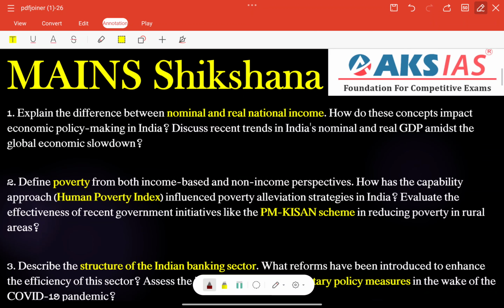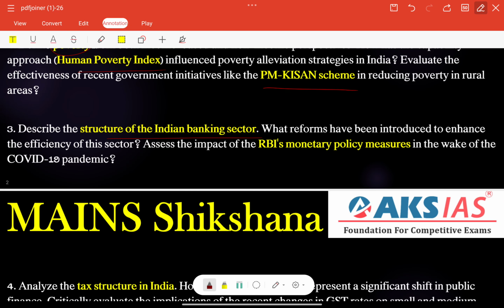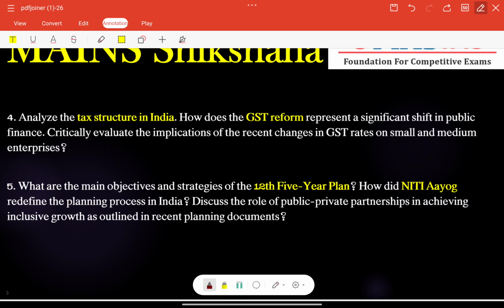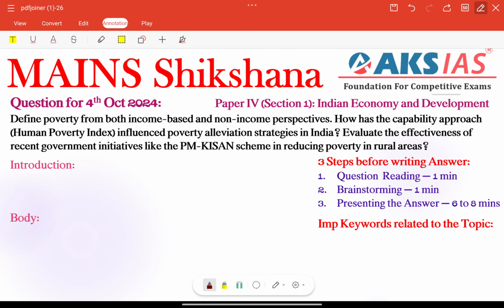So today's main Shikshna related questions: 5 most important questions from our Indian economy, Paper 4 part 1. Explain the difference between nominal and real national income. A poverty related question regarding the human poverty index and PM Kisan scheme. The structure of the Indian banking sector and RBI's monetary policy measures. The fourth important question is tax structure in India and GST reform, and also the 12th 5-year plan and Niti Aayog, right?